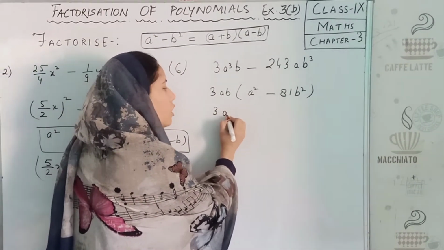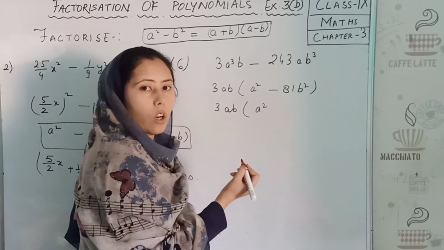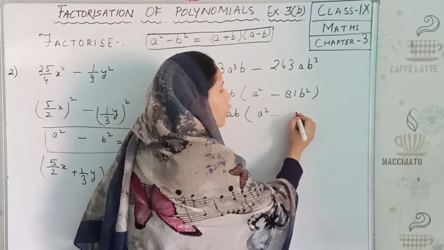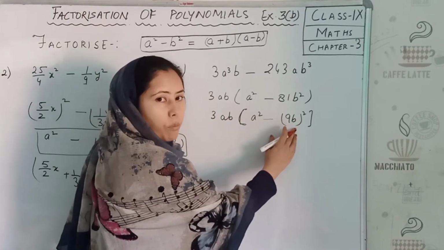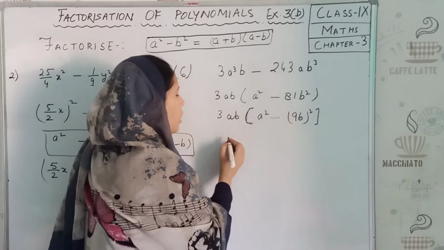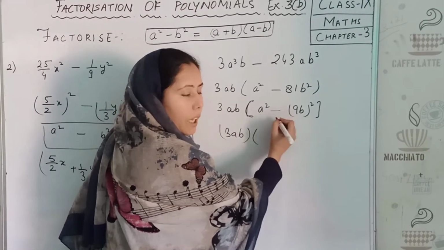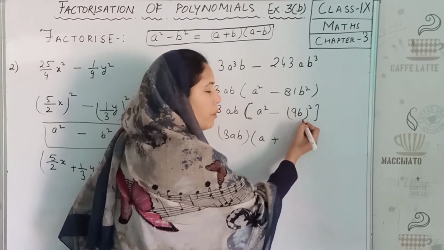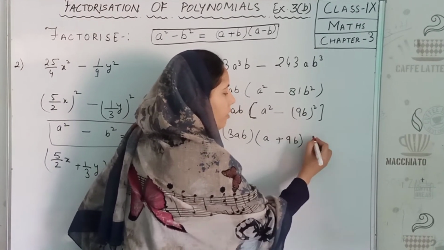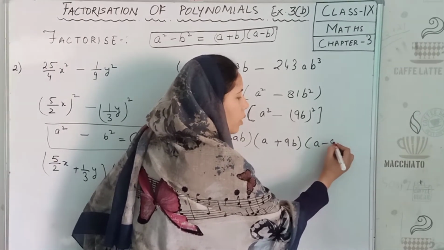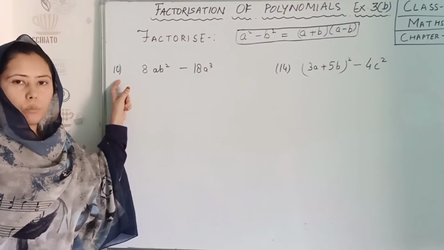Now it is equal to 3ab, a square, 81 is a square of 9. Very good. You will write it as 9b square, a square minus b square. Again we will apply the identity. The answer is 3ab, (a plus b)(a minus b). A plus b is 9b, and a minus b. This is your answer.